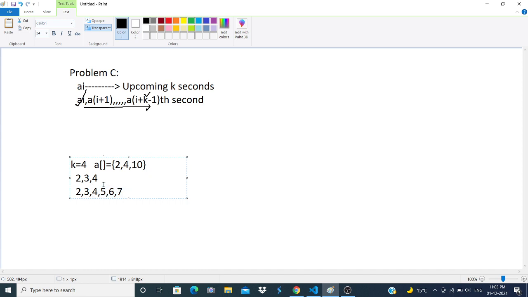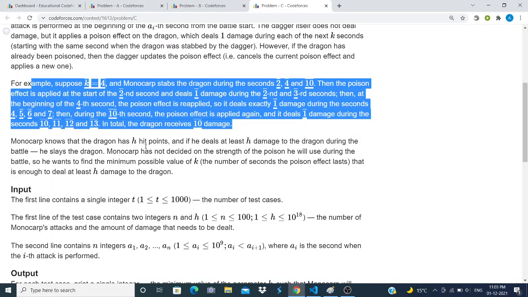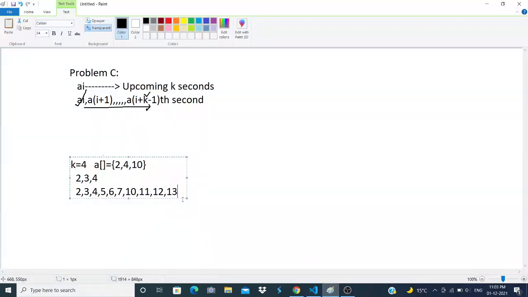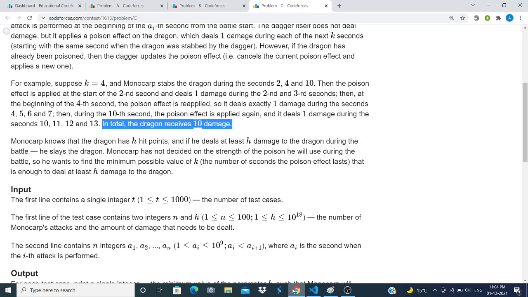So this will happen again. And then on the 8th second nothing will happen, 9th second also nothing will happen, then at the 10th second again I stab the dragon, so it will cause a damaging effect starting from the 10th second, then 11th, then 12th, then 13th second. So this is how things will proceed. As you can see, the dragon receives a total of 10 damage. You can also count it like 1, 2, 3, 4, 5, 6, 7, 8, 9, 10. So it caused a total damage of 10 units.